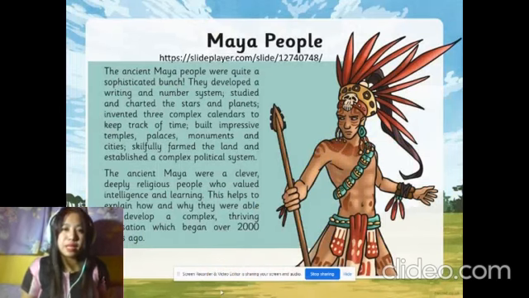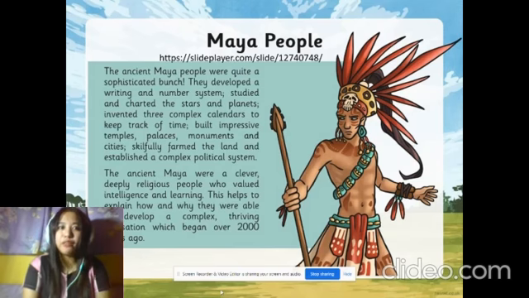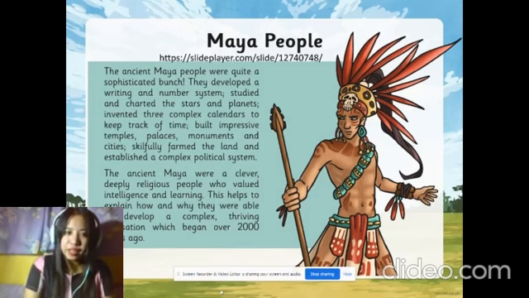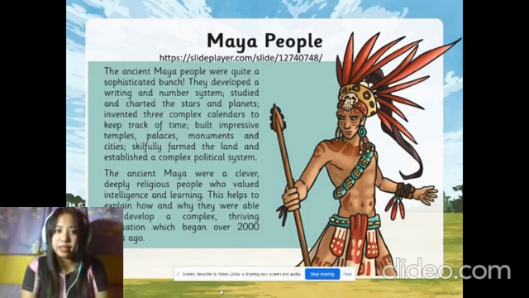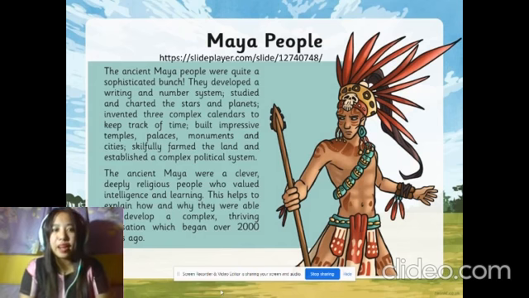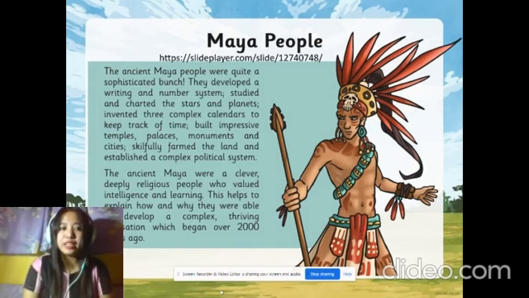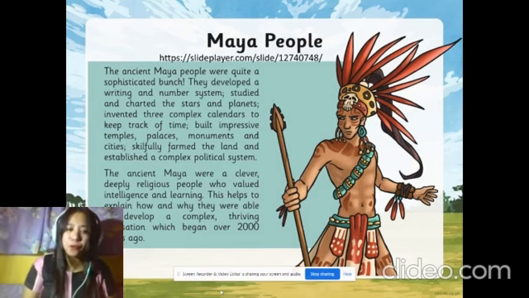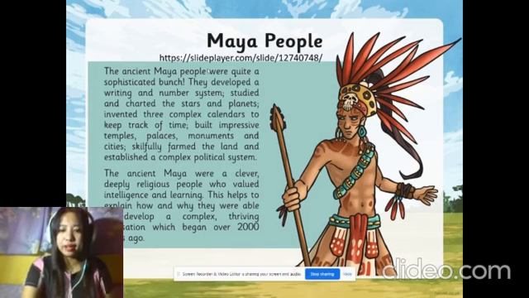Just to have something about the Maya people, they are ancient people, a quite sophisticated bunch. They developed a writing and a number system, studied and charted the stars and planets, invented three complex calendars to keep track of time, built impressive temples, palaces, monuments, and cities, skillfully farmed the land, and established a complex political system. So the ancient Maya were a clever, deeply religious people who valued intelligence and learning. This helps to explain how and why they were able to develop a complex, thriving civilization which began over 2,000 years ago. For the reference of this source, I have here the URL.